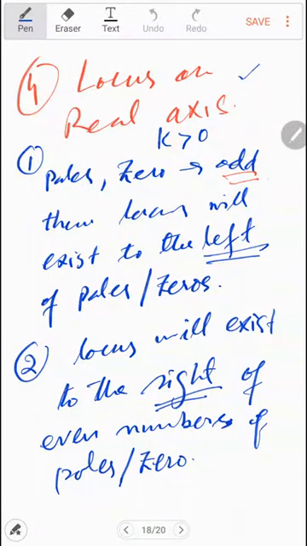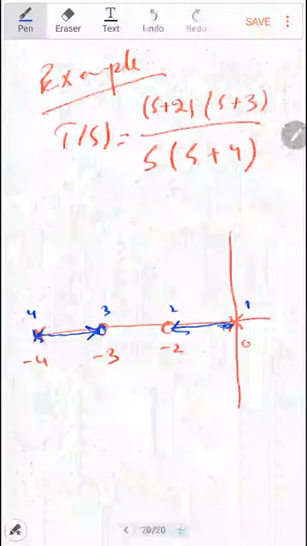Then we will say that if we have the odd number of poles, the locus will be at the right of the odd number of poles. And similarly, the locus will be at the left of the even number of the poles for k less than 0. So we can also write this one for k less than 0.